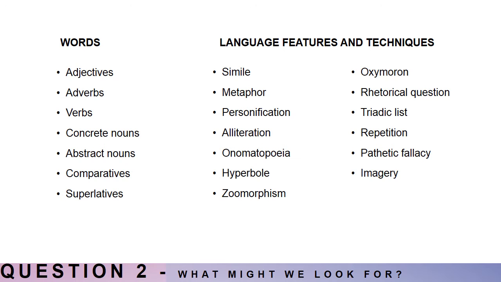So there are lots of things that we could be looking for within this short extract. We might be looking at individual words, in which case we might want to focus on the word classes that have been chosen and why that is. So we might be looking at things like adjectives, adverbs, verbs, concrete or abstract nouns, comparatives and superlatives. We might also be looking at the specific language features and techniques that have been used, and there are lots there listed on this slide.